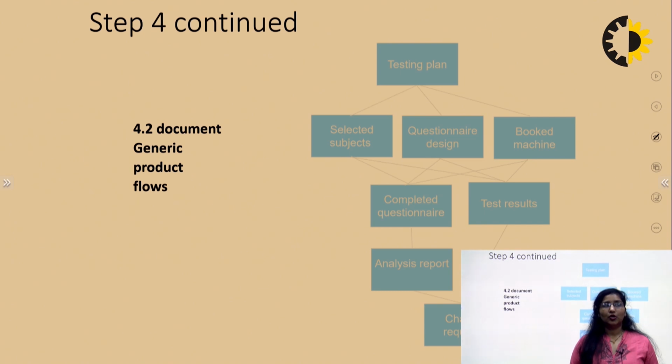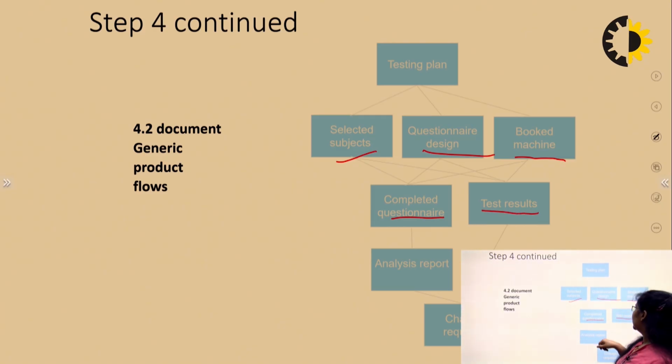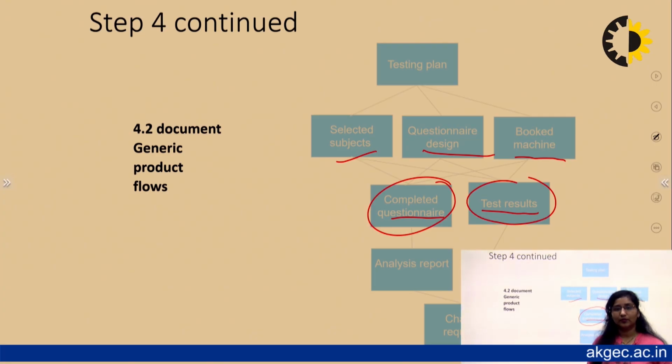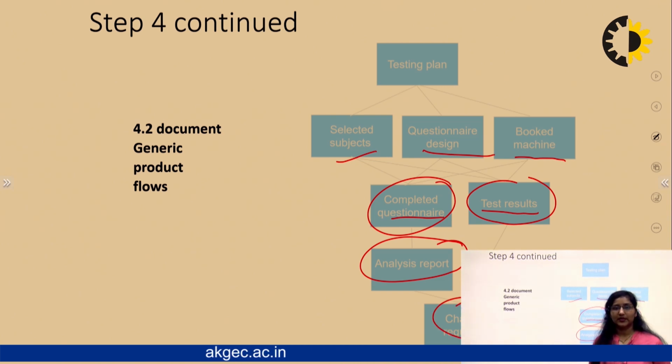Now we need to document generic product flows like the testing plan. Testing plan, what can be done? Select the subjects, conduct the questionnaire, book the machine for it. For selecting the subjects, we can have completed questionnaire and the test results. Similarly, for questionnaire design, we can have completed questionnaire and the test results. For the booked machine as well, we can have all those things. Then from that questionnaire, we can do the analysis of the report and then we can change the request based on those test results and those questionnaires.